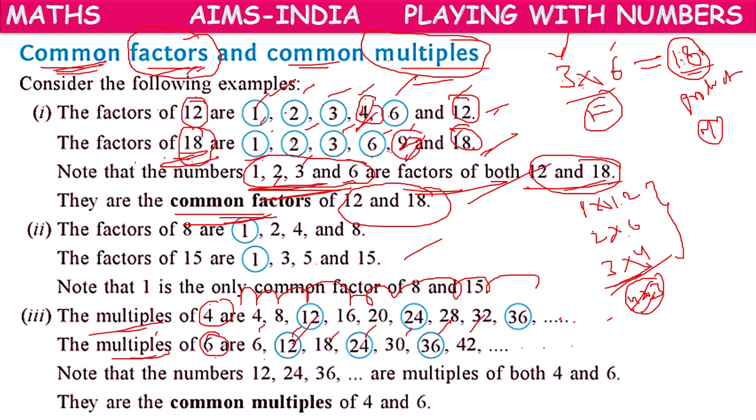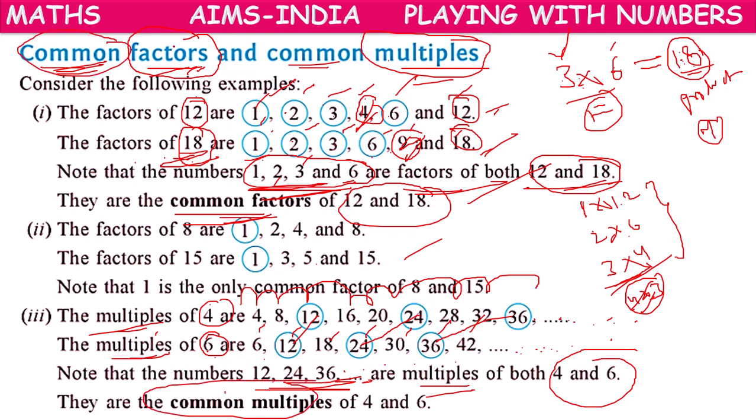If you observe here, 12 is common, 24 is common, 36 is common. So 12, 24, 36 are multiples of both 4 and 6. Still, more common multiples may be there because the multiples continue up to infinity. If we take some more numbers, we may get more common multiples. But as per the given list, 12, 24, 36 are the multiples of 4 and 6. So these are called common multiples. Like this, we can find common factors and common multiples for two given numbers.